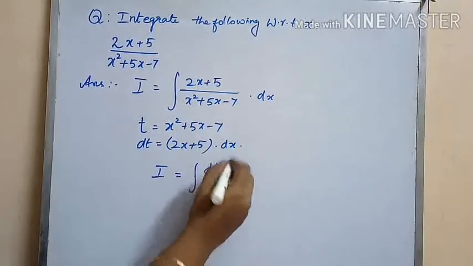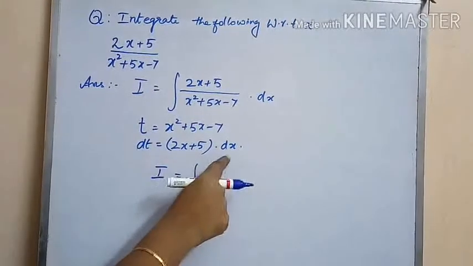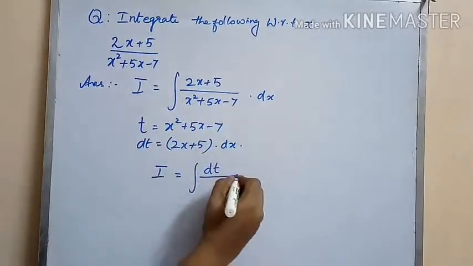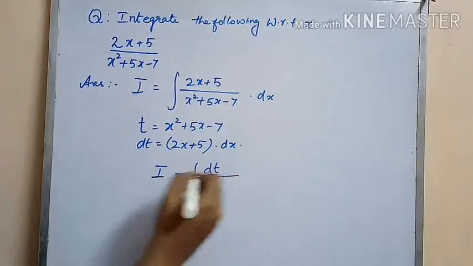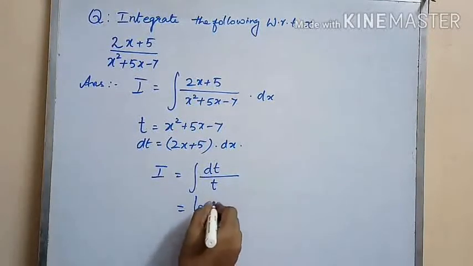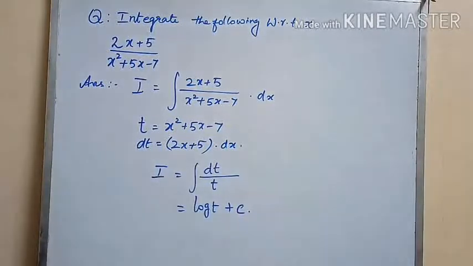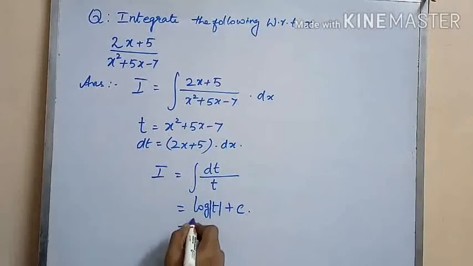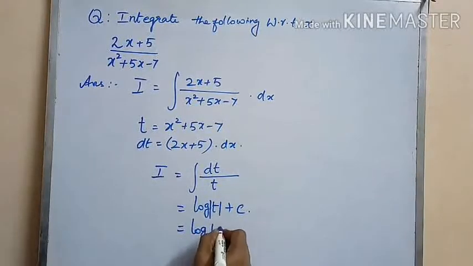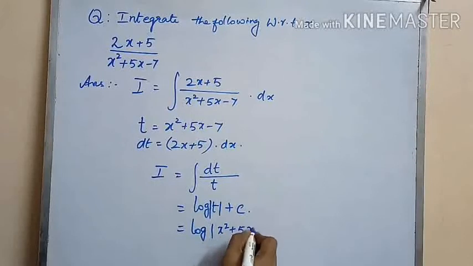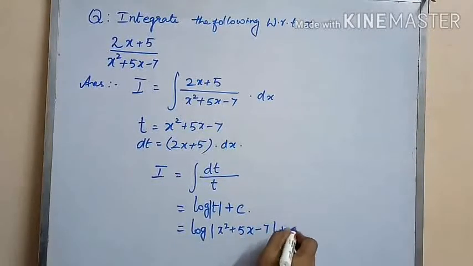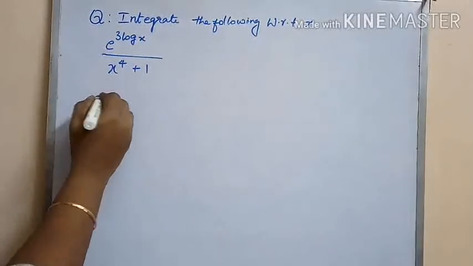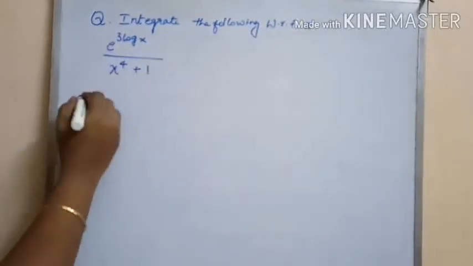Therefore, I is equal to the integral of dt, which is (2x + 5) dx, by t, which is x² + 5x − 7. So we get the integration as log t + c. t is within modulus. So log|x² + 5x − 7| + c. This is the answer.